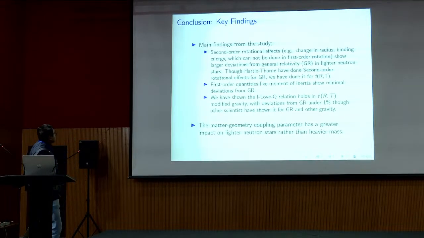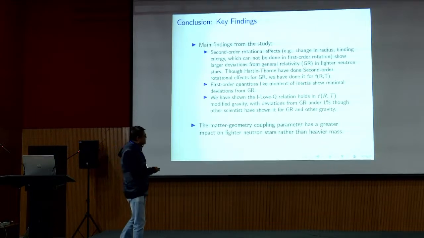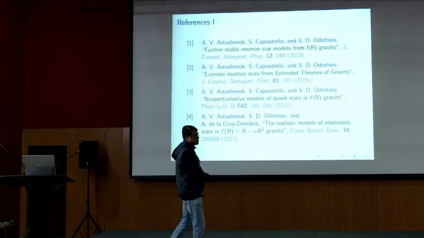And the first order quantities like the moment of inertia show minimal deviation from GR, and we have shown the I-Love-Q relations in F(R,T) modified gravity. And most importantly, the matter-geometry coupling parameter has a greater impact on the lighter neutron stars rather than the heavier masses. So these are our conclusions. Thanks to everybody.